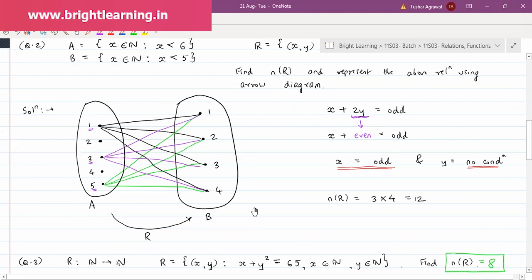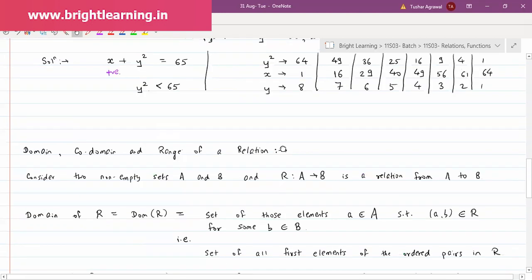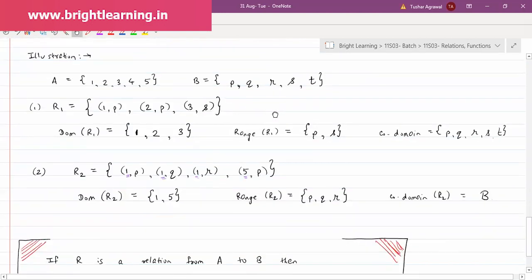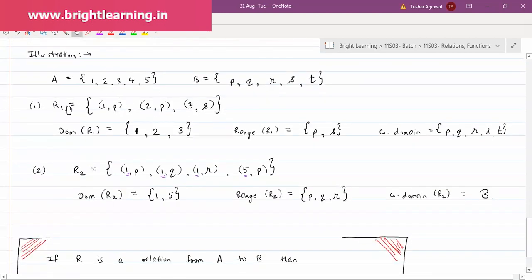Secondly, how do we read the ordered pairs that are formed? For example, here R1 is a relation from set A to set B: (1, P), (2, P), (3, S). Now, how to read the ordered pairs? 1 and P: the element P is the image of element 1.